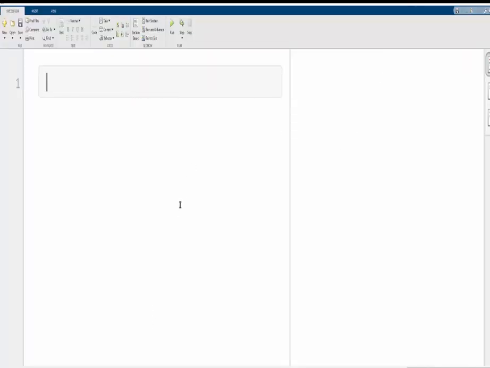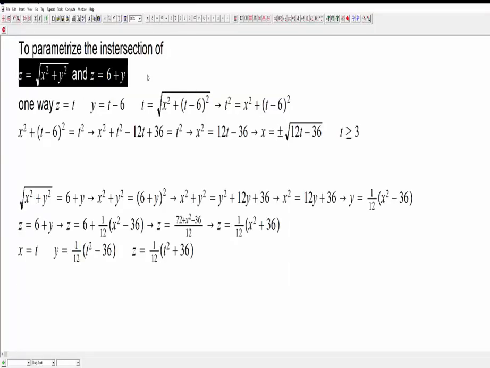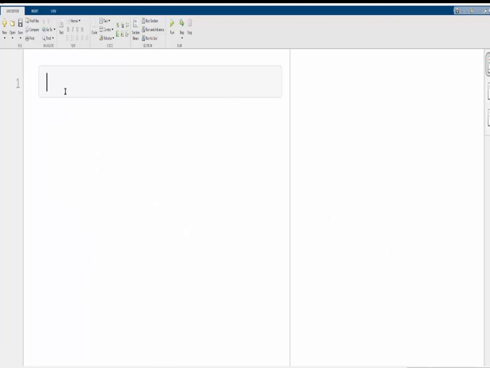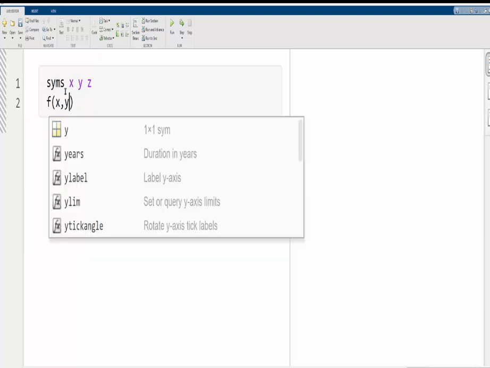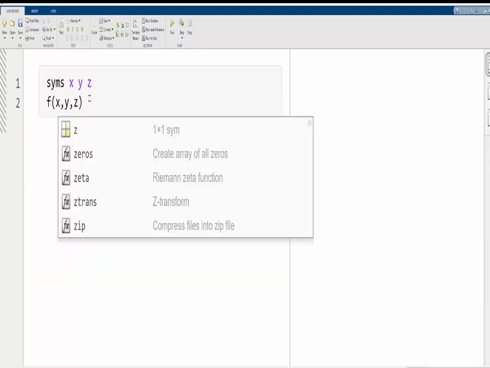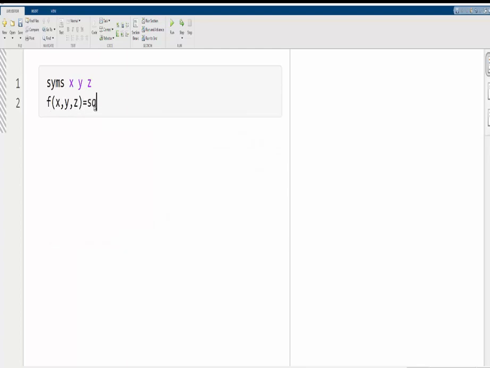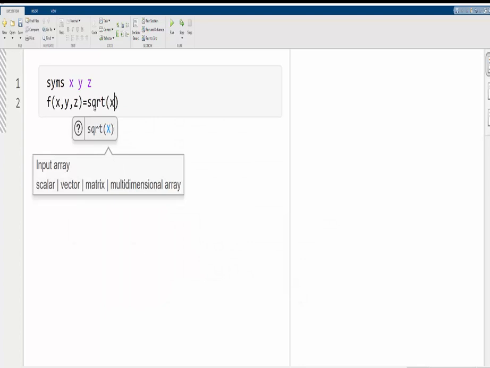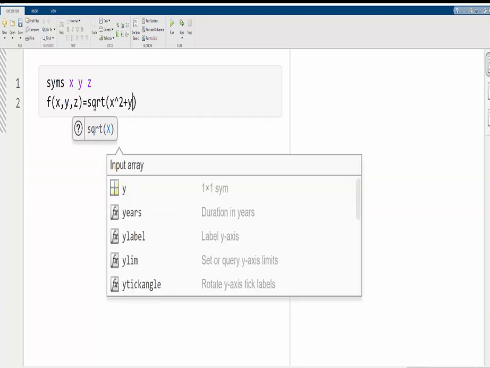So here is a live editor. What we are going to do first is graph these two surfaces. So I'm going to write syms x y z, and then I'm going to define my function of x, y, and z. The first one is the square root of x squared plus y squared.